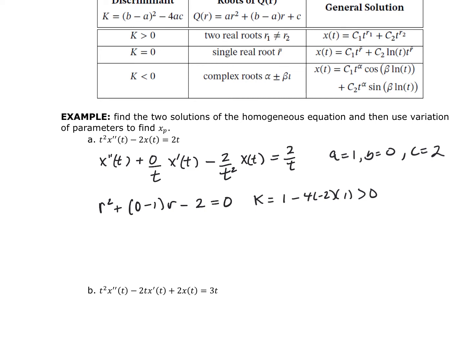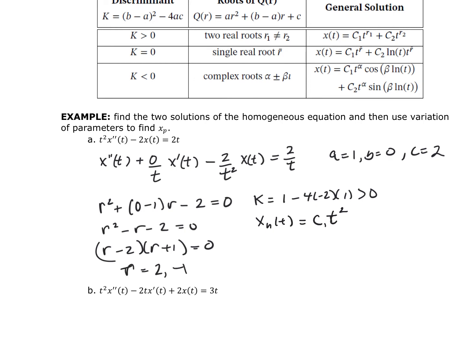And in particular, when I take my characteristic polynomial, which is r squared minus r minus 2 is equal to 0, this factors into r minus 2, r plus 1 is equal to 0. Based on the chart above, then my x sub h, my homogeneous solution, would be c sub 1 t raised to the 2, because r is equal to 2 and negative 1, and it doesn't matter which one you put first. And then my second one would be c sub 2 t raised to the negative 1.